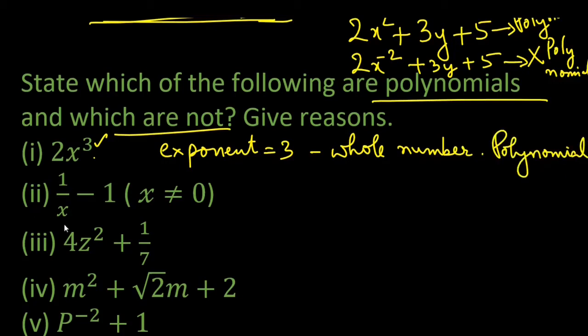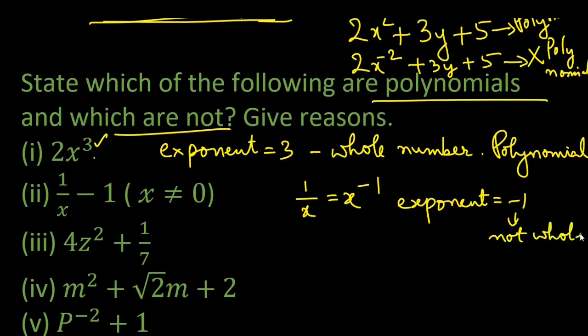Now the second one, 1 by x minus 1, where x is not equal to 0. Here what is the exponent of x? 1 by x can be written as x power minus 1. Here the exponent is minus 1. This is not a whole number. So this is not a polynomial.